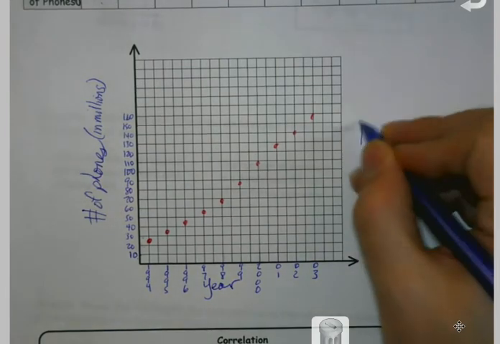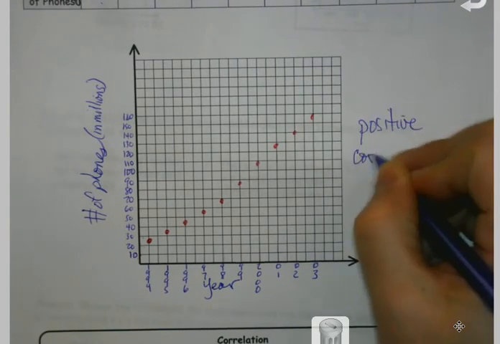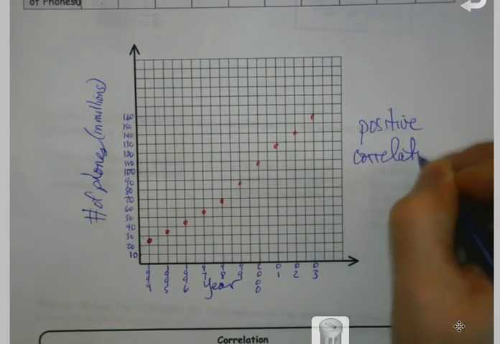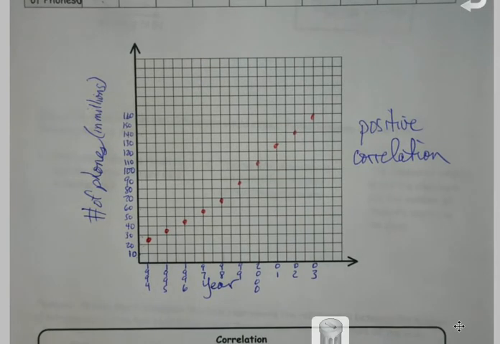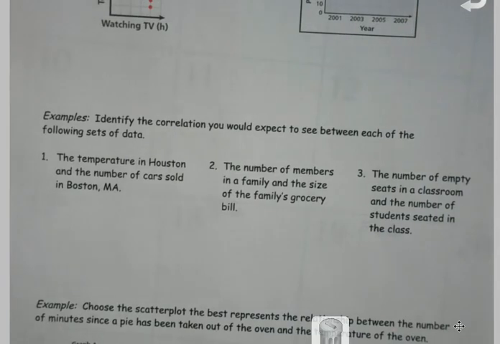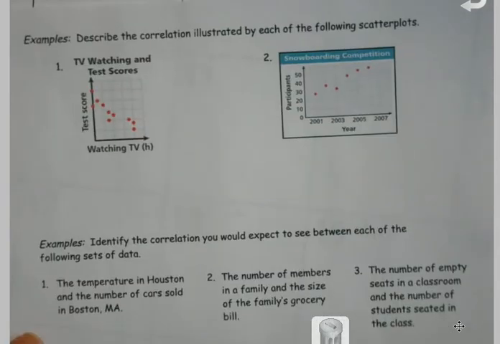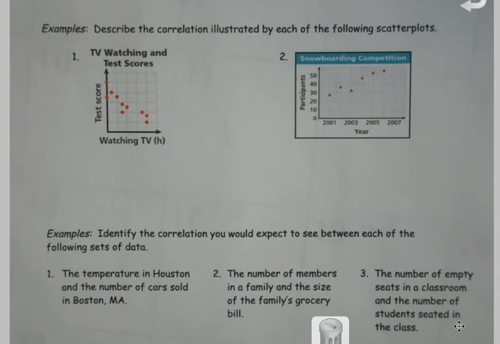Positive, because it looks like it's going up to the right. And that's all I'm really looking for here. So not that big of a deal. So basically I'm plotting some points and seeing what type of slope they'd have. So then it says describe the correlation, oops, let me pull down here a bit. Describe the correlation illustrated by each of the following scatter plots.